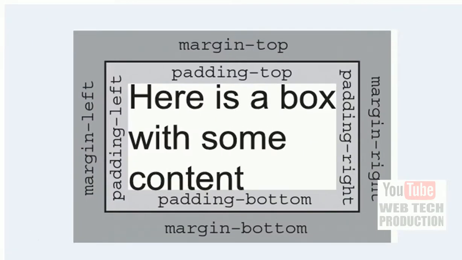When we set width and height to HTML element, then it means that it will occupy this much space. When we specify some padding to HTML element, then it means that it will occupy this much space. And if we specify some border to HTML element, then it means that it will occupy this much space. And finally, if we specify some margin to HTML element, then it means that it will occupy this much space.